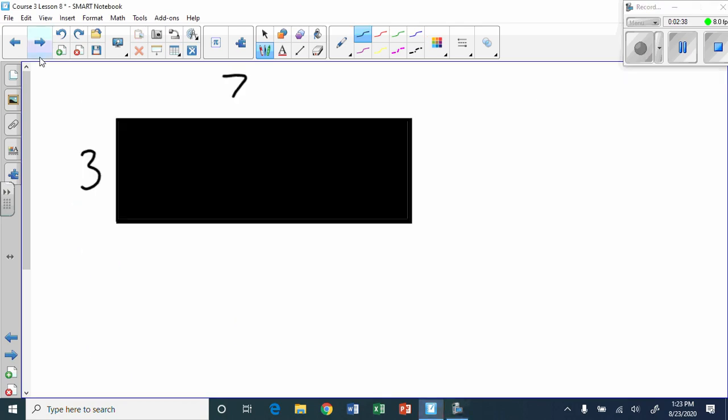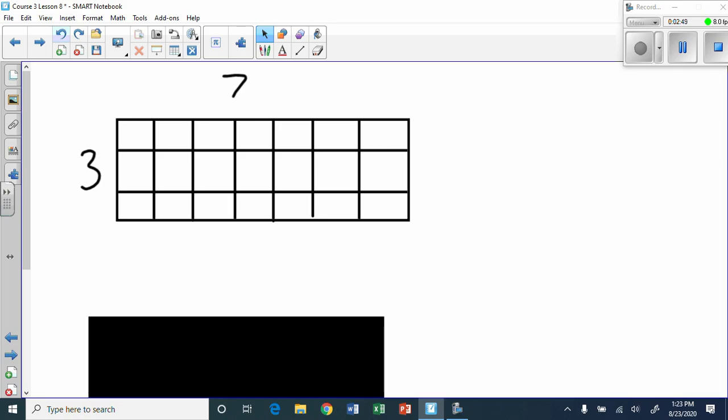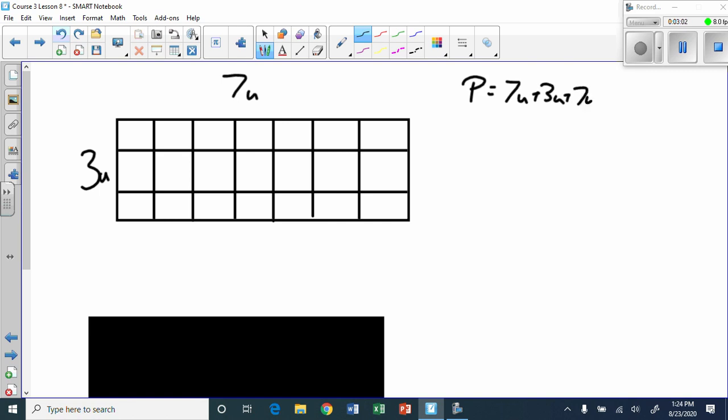I also can look at that visually up here. I have this rectangle that is 7 by 3. As I look at that rectangle, we can call these units when there's no label. Perimeter is 7 units plus 3 units plus 7 units plus 3 units. 7 and 3 is 10, 7 and 3 is 10, 20 units.